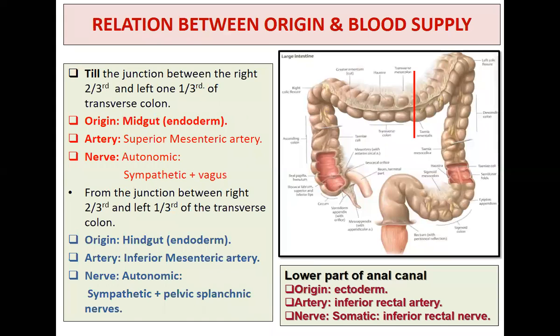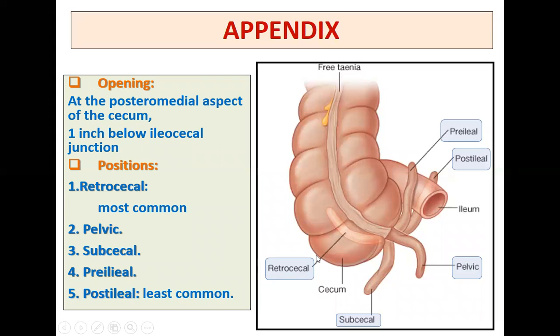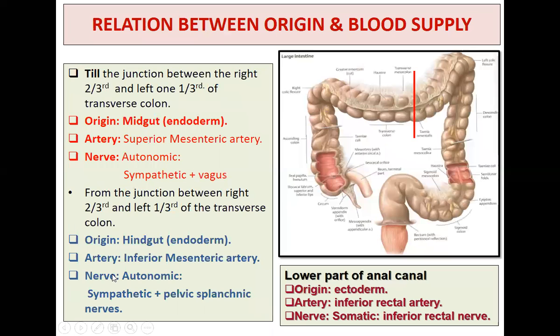It is also sometimes described in a clockwise direction: 11 o'clock, 6 o'clock, 3 o'clock, and so on. The surgeons use the clock positions, but anatomically we have specific names for them.